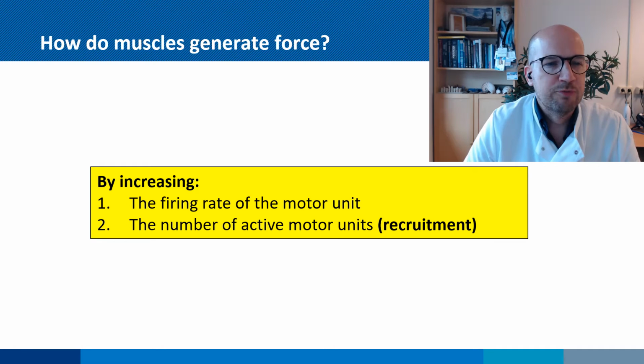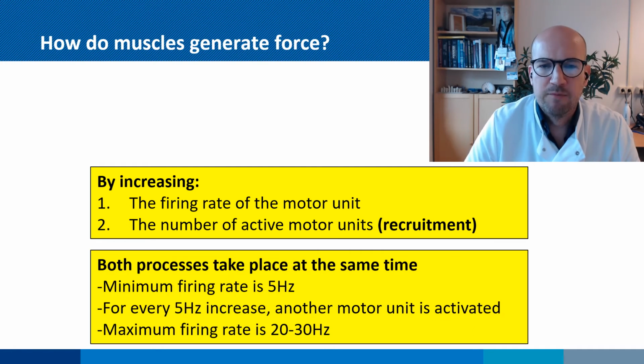As we apply more force, two things happen. The first motor neuron starts firing more rapidly, and another motor neuron joins in, usually at a slower rate. The minimum rate at which a motor unit can fire is approximately 5 Hz, and for every 5 Hz increase, another motor unit joins in. This process is called recruitment.